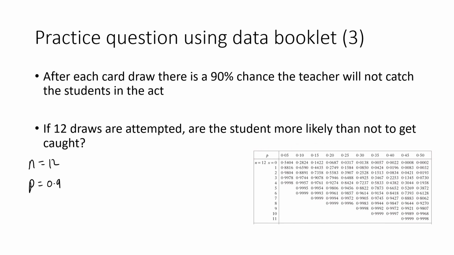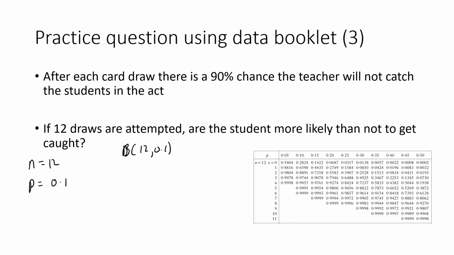So instead of treating the students getting away with it as a success, we have to unfortunately treat the teachers catching the student as a success. So that means probability, or P, is 0.1. That allows us to use the table, and now we can write the parameters, 12 and 0.1.